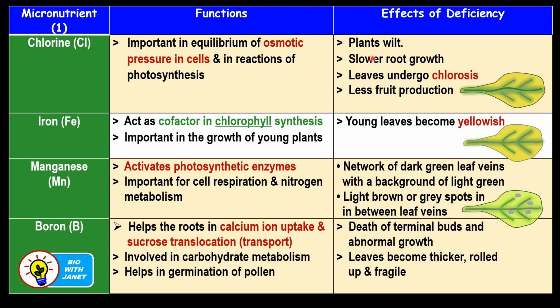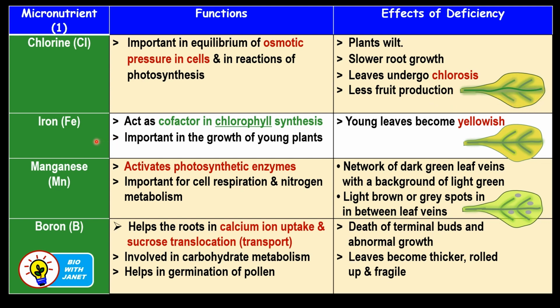Now, without chlorine or with a lack of chlorine, the plants will wilt and there will be slower root growth. Leaves will also undergo chlorosis and there's less food production. Okay, so chlorosis is the yellowing of the leaves as seen here.